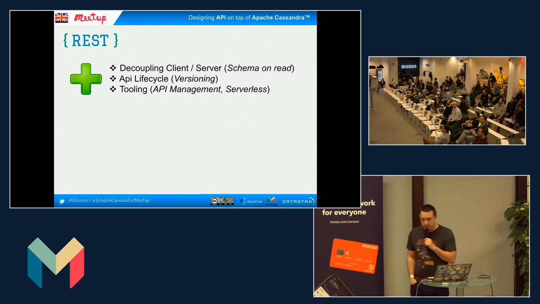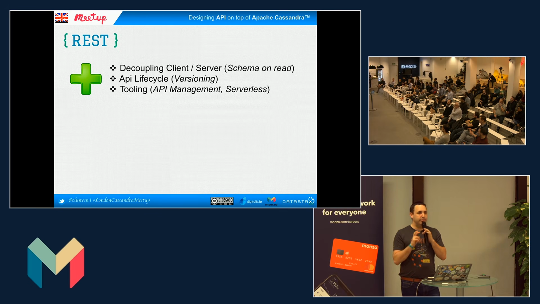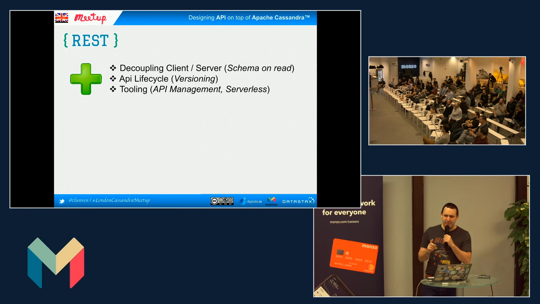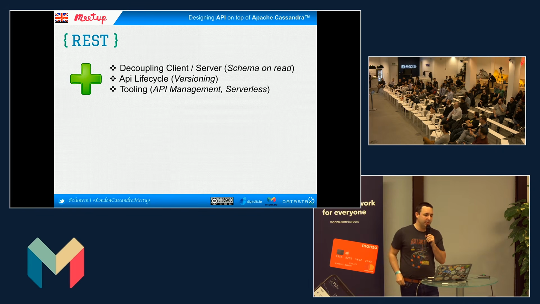REST is good because you're decoupling client and server. It's schema on read, so you will query, post, and read only what you need. For API lifecycle, it's very nice because you can use versioning, providing the version number in the URL. And I read an article saying REST is the new SOAP.